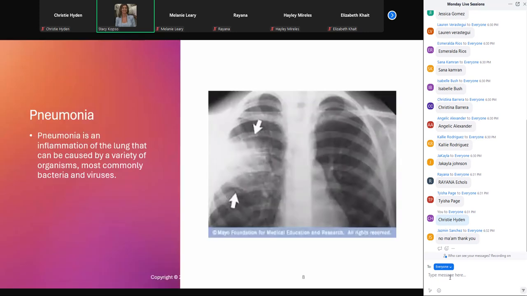Pneumonia, it's your inflammation of the lung. It can be caused by a variety of organisms, but usually bacteria or virus. So once again, that's an additive disease. You see the whiteness here from the inflammation.